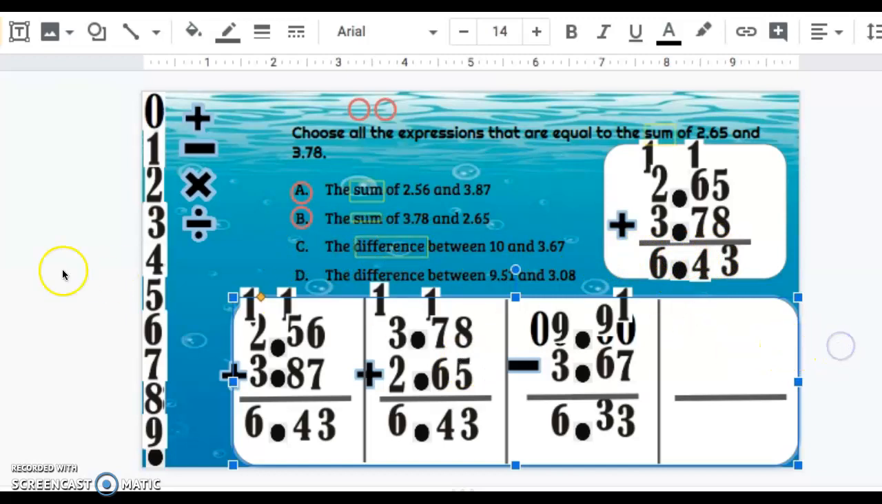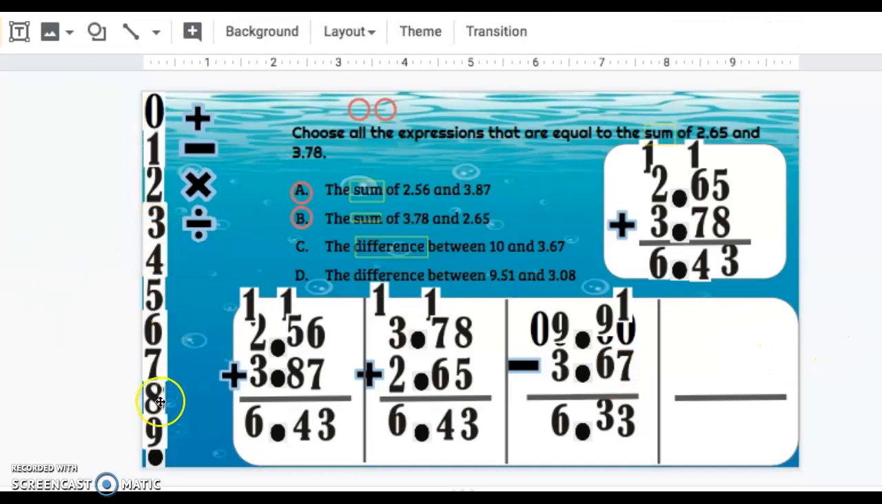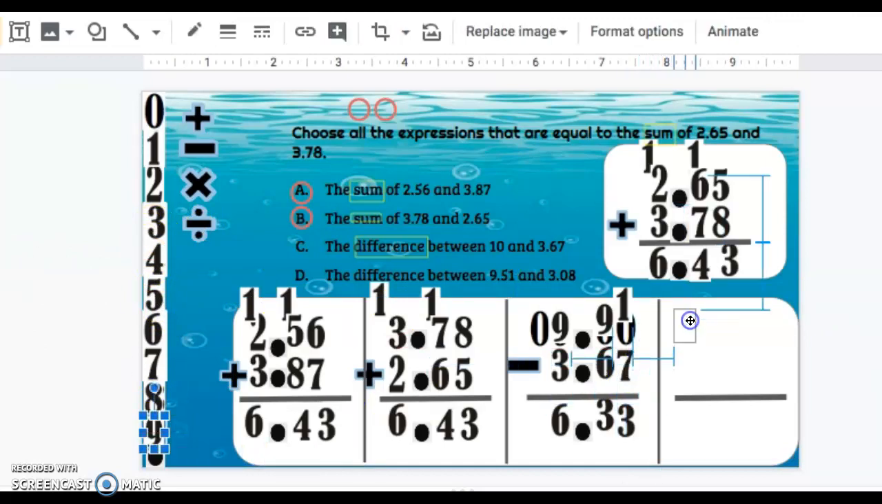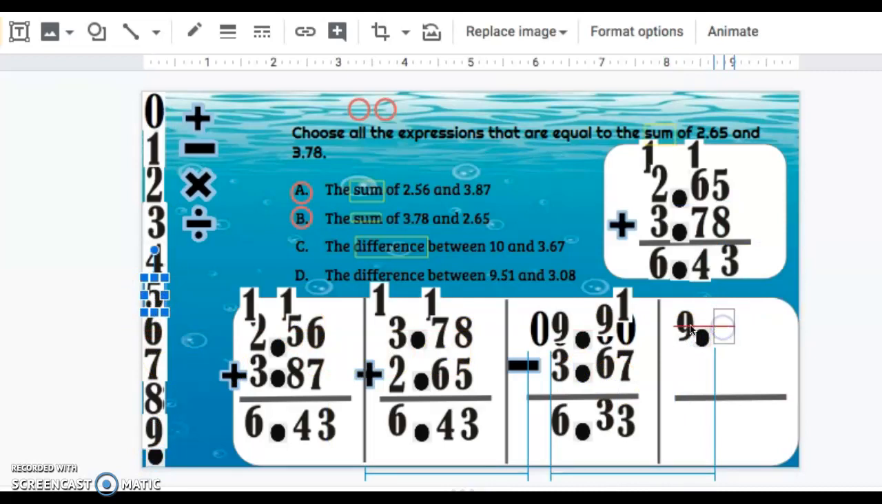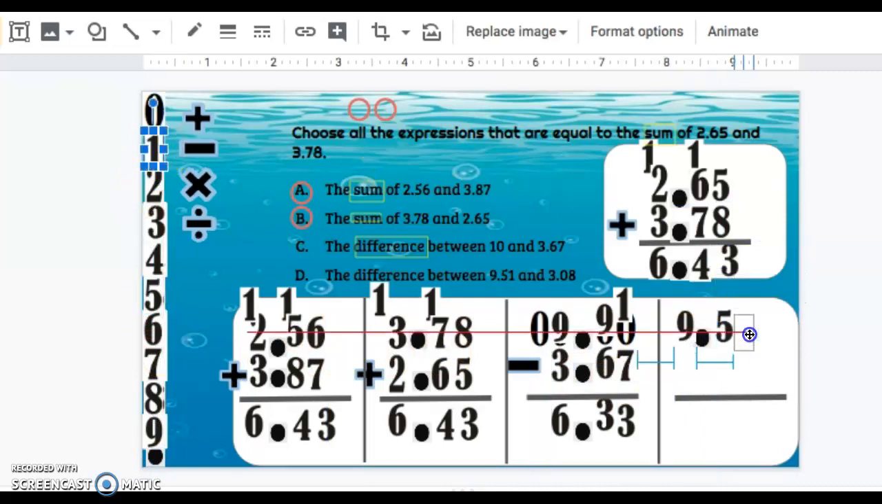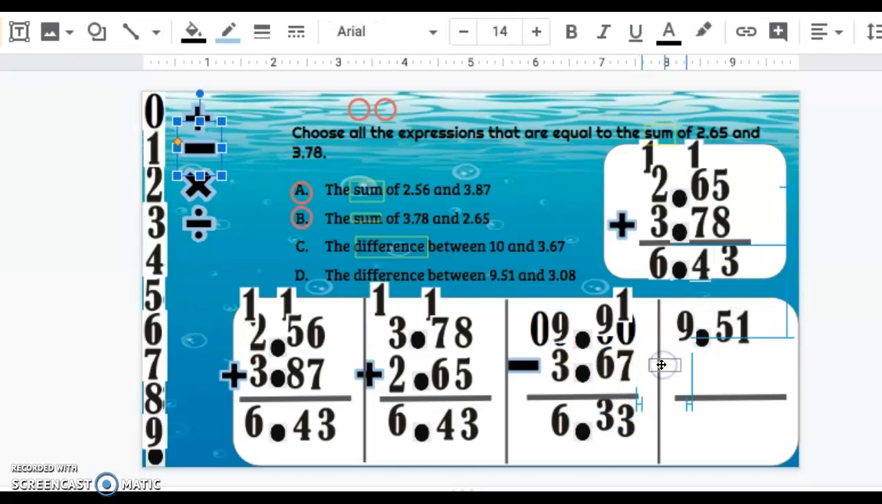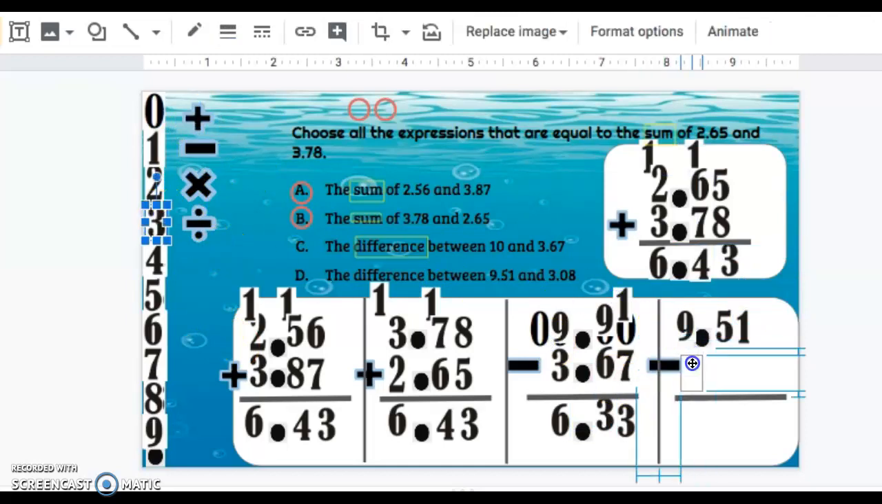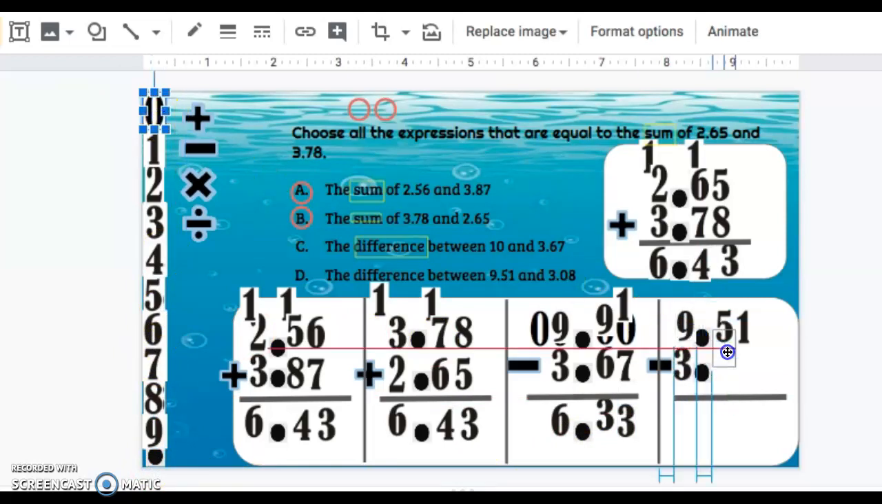So now we're going to start by subtracting the 9 and 51 hundredths from 3 and 8 tenths. Okay, so I'm putting my 9 and 51 hundredths down. Minus 3, decimal point, 0, and 8. Drop my decimal like it's hot.